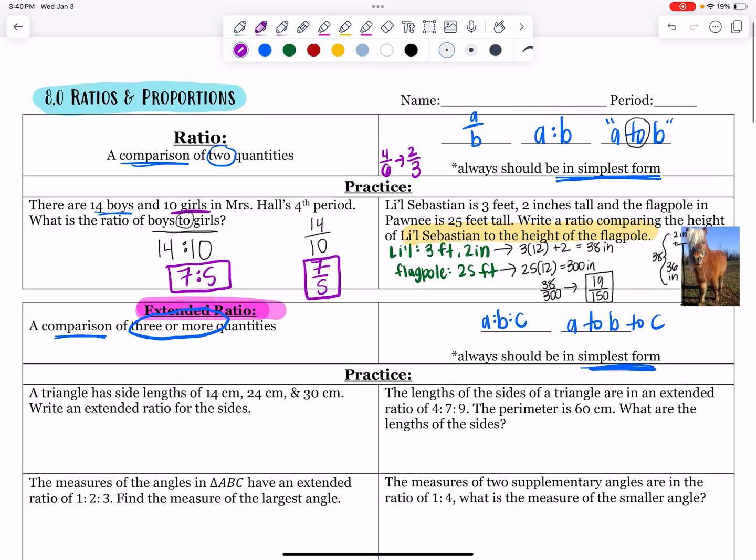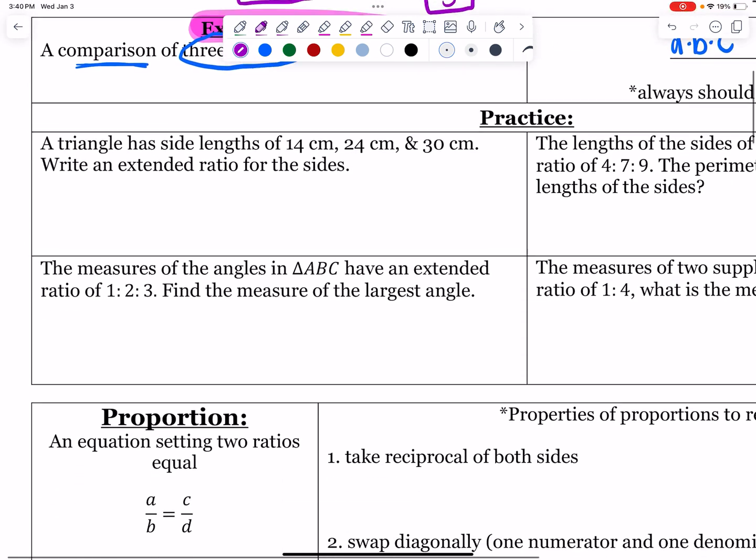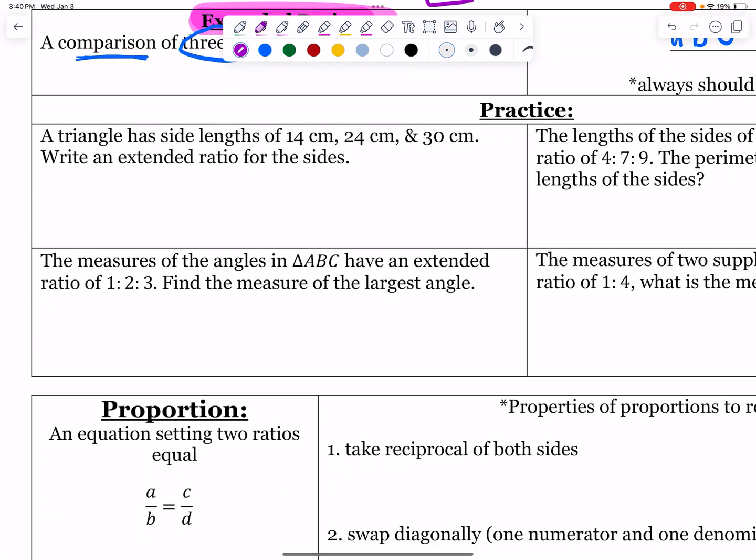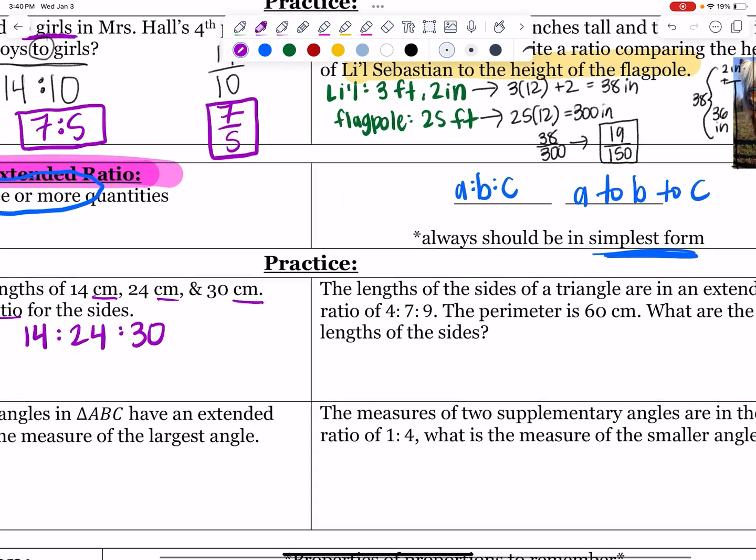So let's look at an example. A triangle has side lengths 14 centimeters, 24 centimeters, and 30 centimeters. So the first thing I notice is that they're all already in centimeters, so there's no conversions to do. We want to write an extended ratio. It's extended because it's 3 parts, comparing the sides. So 14 to 24 to 30. This would be final if it were fully simplified. Always should be in simplest form.